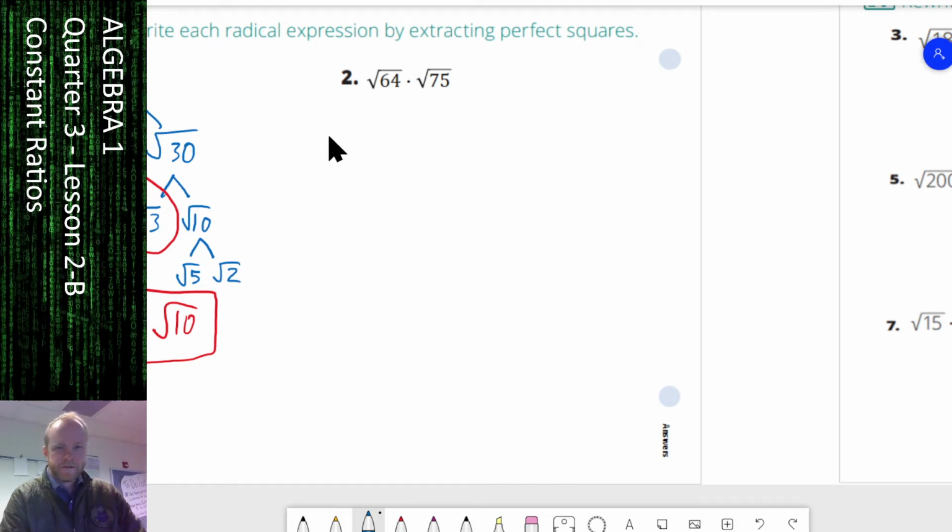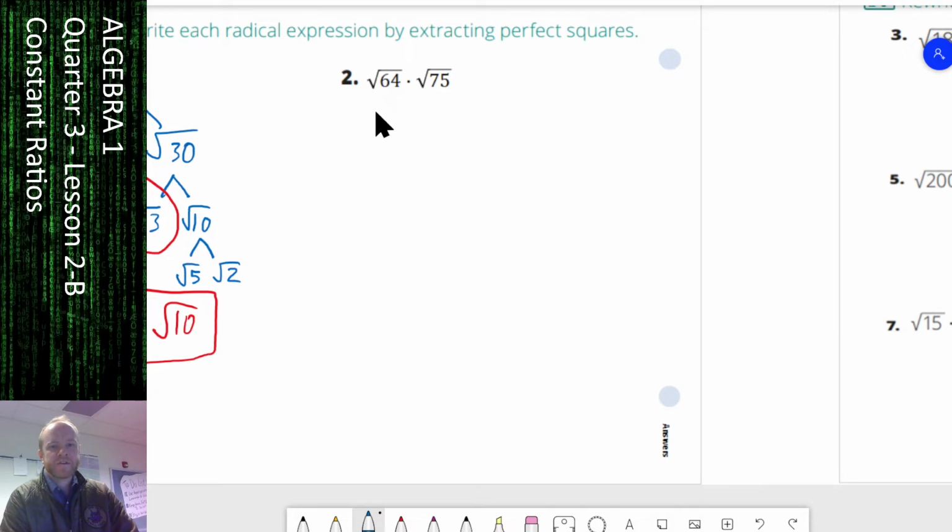All right, one last example on this part 5. Rewrite each radical expression by extracting perfect squares, taking out perfect squares. Before, on the first one here, we factored it down to prime numbers: 3, 3, 5, and 2 cannot be divided further. You can do it that way.